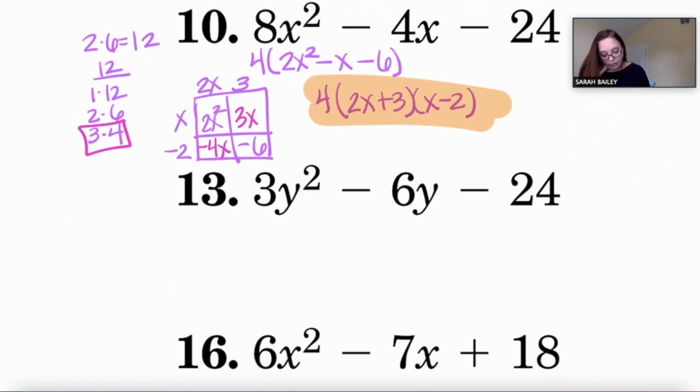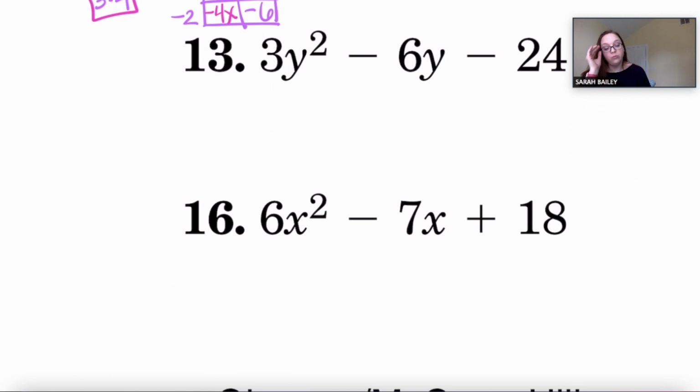So be careful, because sometimes they're going to give you trinomials, which you'll hopefully notice in number 13 they're doing again, where there is a common factor. So before you do the two factors, you need to take out the GCF. So for number 13, I can factor out a 3, leaving me with y squared minus 2y minus 8.